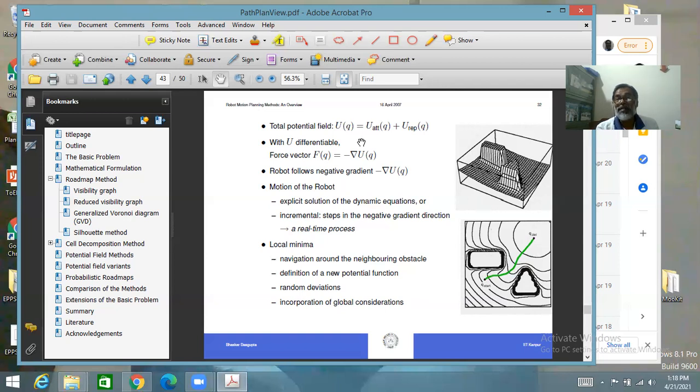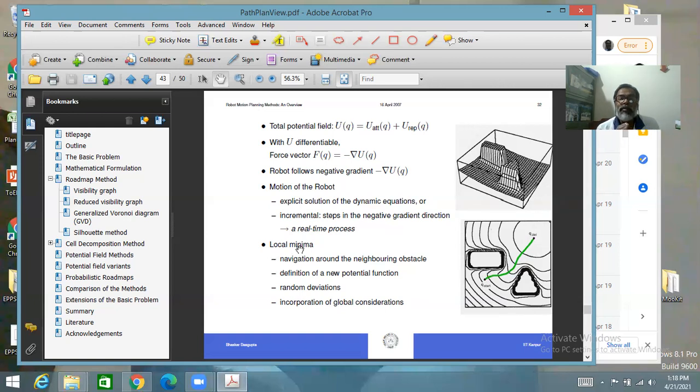And you are basically looking for the minimum of that potential function by moving like this, and that will have a local minimum. And this is a problem. Okay, this is a standard problem in the potential field method. So the potential field method alone is not reliable, because then the robot will get stuck, if you rely completely on this method.